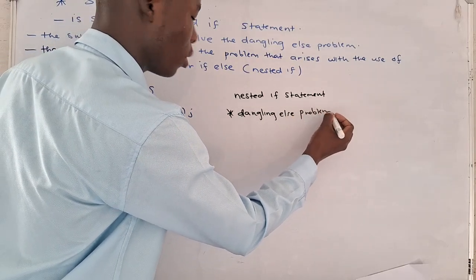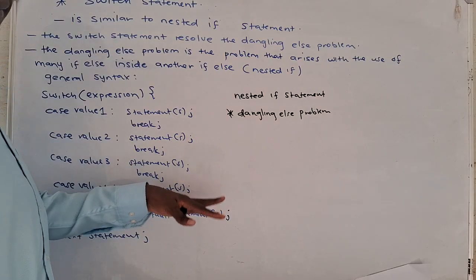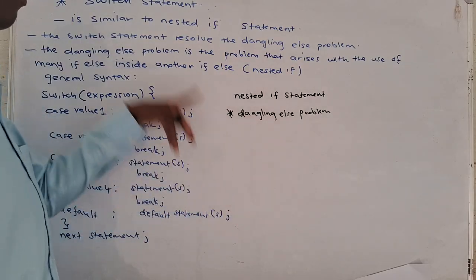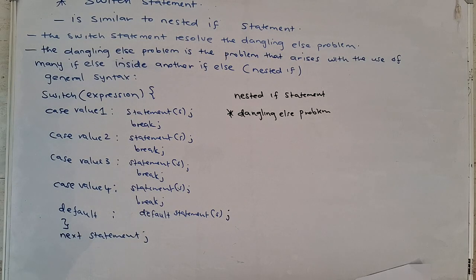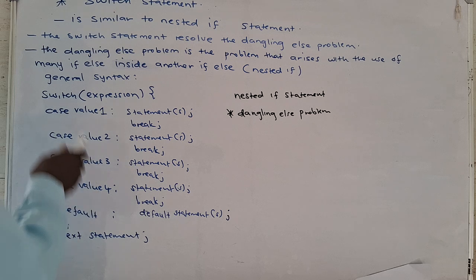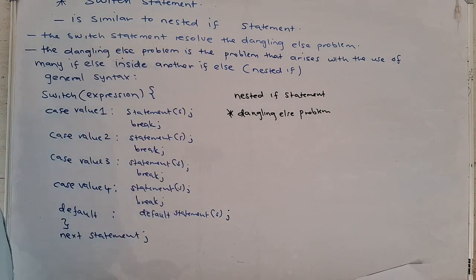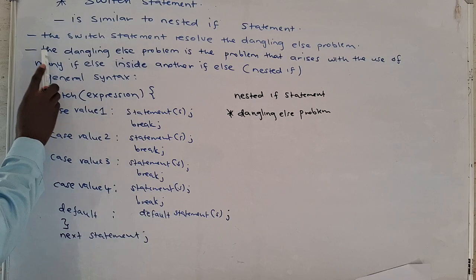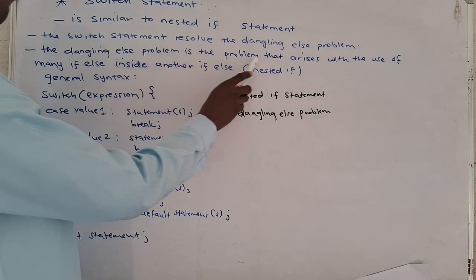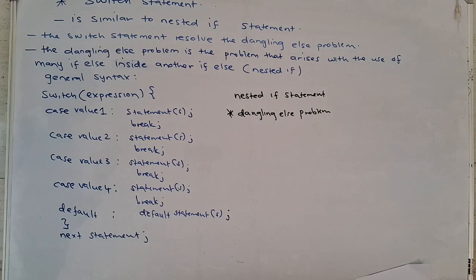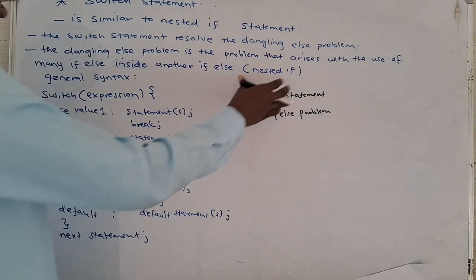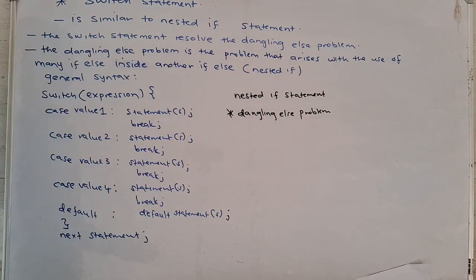Now we want to solve this problem. How are we going to solve this problem? We are going to solve it with the help of the switch statement. The switch statement is similar to the nested if statement, and it resolves the then else problem. What is the then else problem? It is the problem that arises with the use of many if else inside another if else. That is the nested if.